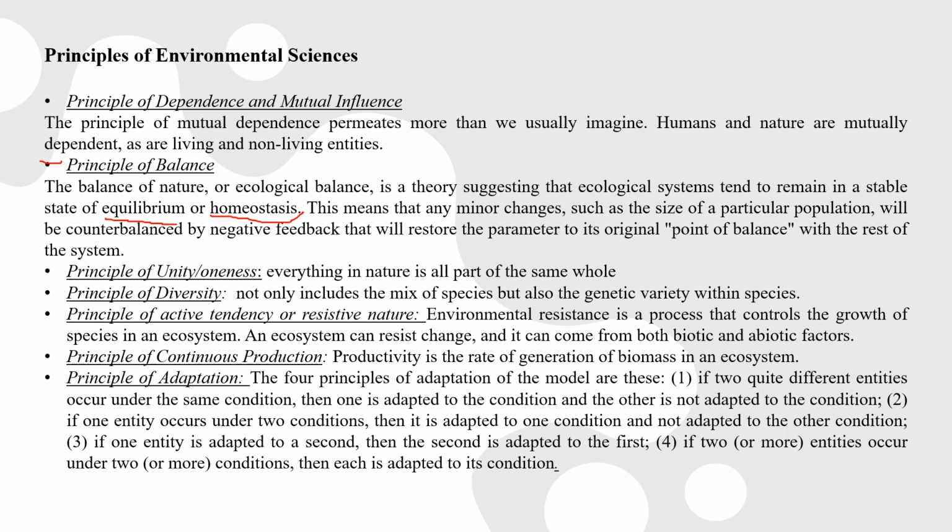So resistive nature means if in a certain ecosystem a certain population grows in an uncontrolled way, there will be an imbalance if that population becomes very, very large. Its prey population will become very much less. So to solve this, nature has a tendency to resist. We will be discussing it.